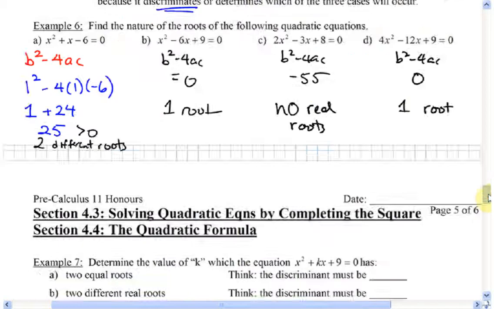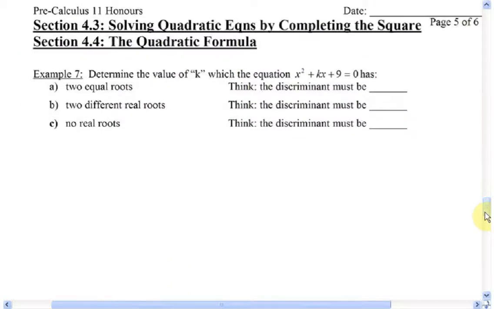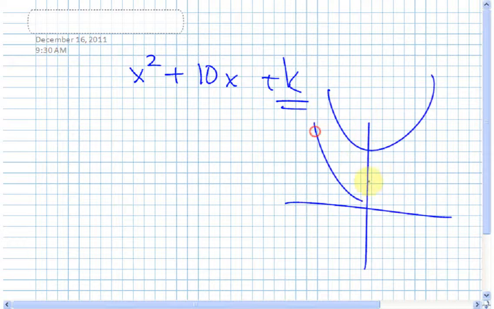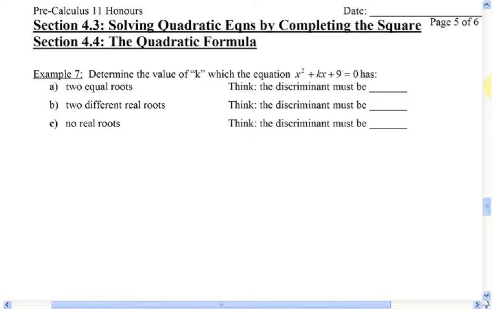That's the easy part. Let's do the hard part now. Turn the page. Remember back on your quiz, I gave you a question like this. Don't write this down. I said x squared plus, I think, 10x plus k. Remember how I asked you then to figure out what values of k give you one root or no roots, and you used your graphing calculator, shifting up and down? Well, now I'm switching the placement of k. Instead of having it at the end as a constant, now the k value is a coefficient in front of the x.